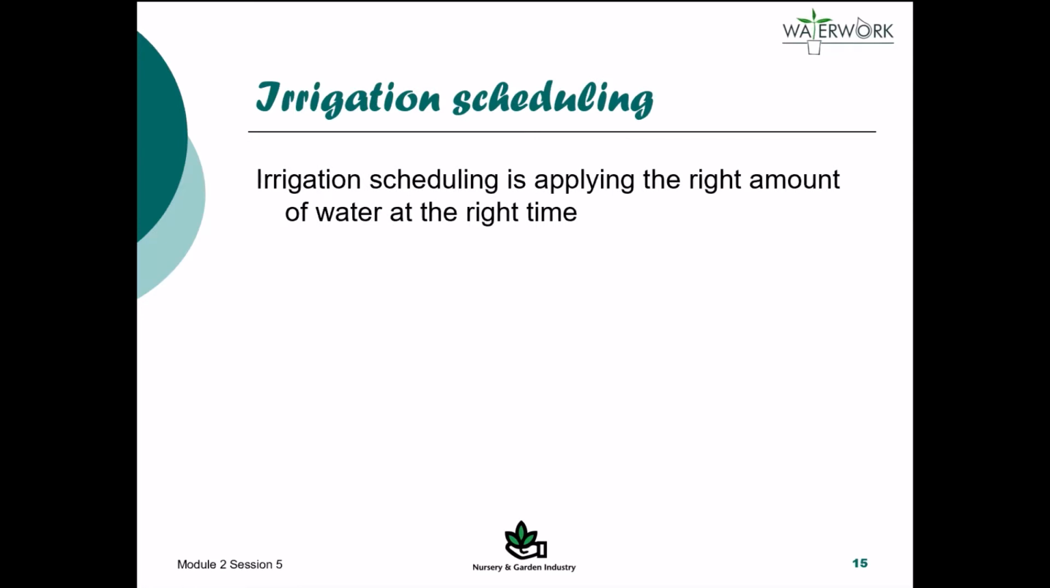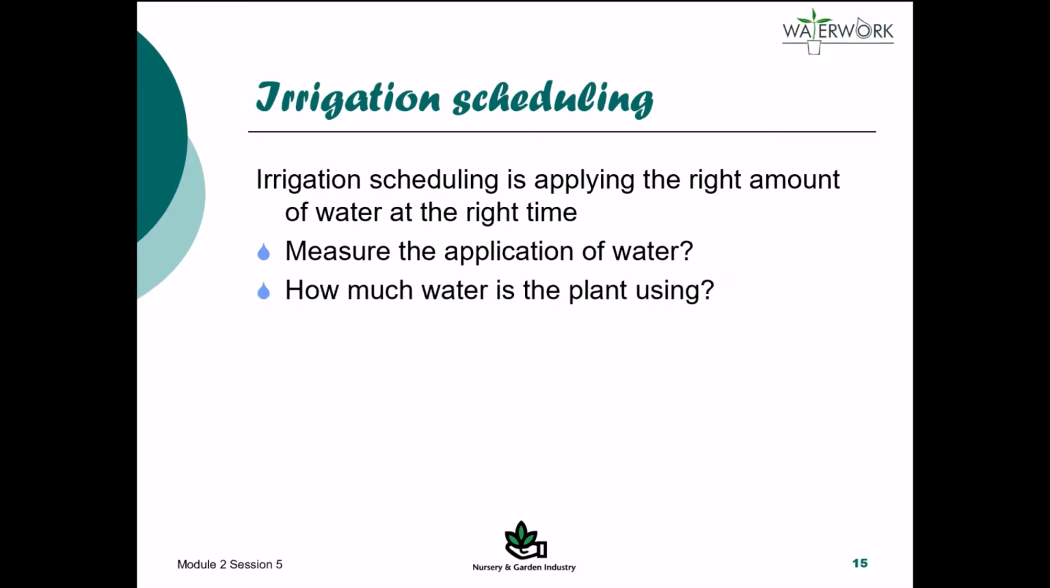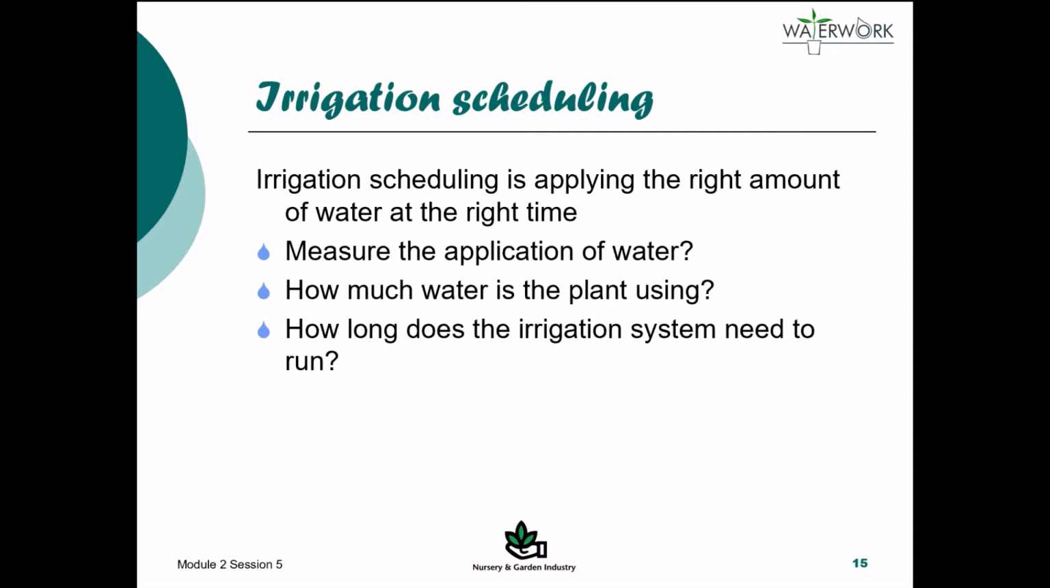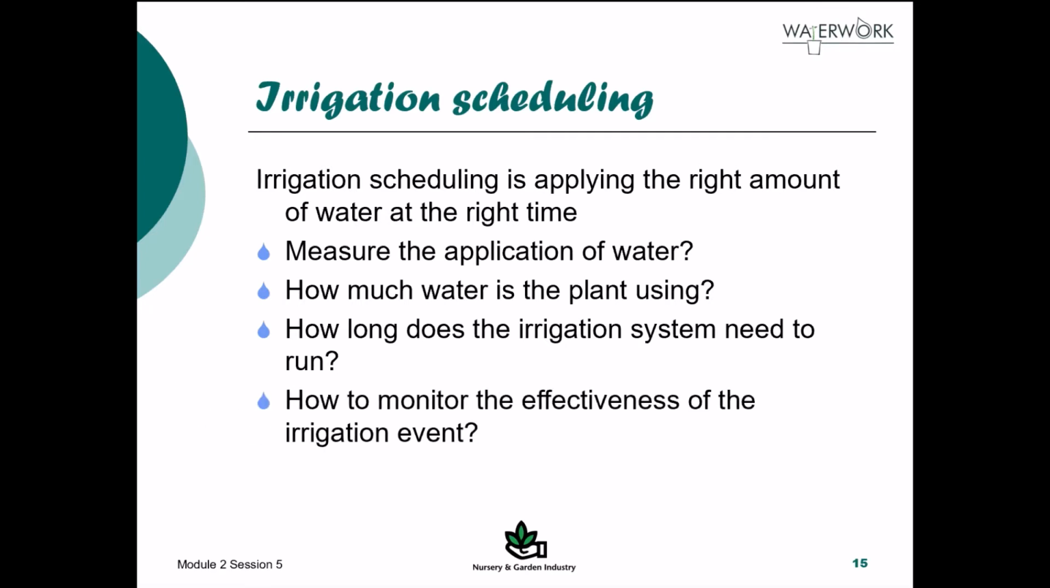Irrigation scheduling is the process of applying the right amount of water at the right time. The first step in determining irrigation schedules is to understand how the irrigation system is applying water, how quickly and how uniformly. Then the amount of water the plant is using has to be determined. From this information, the length of time and how often the system needs to be run can be calculated. Finally, the outcome of the irrigation event needs to be monitored to find out how effective it's been.